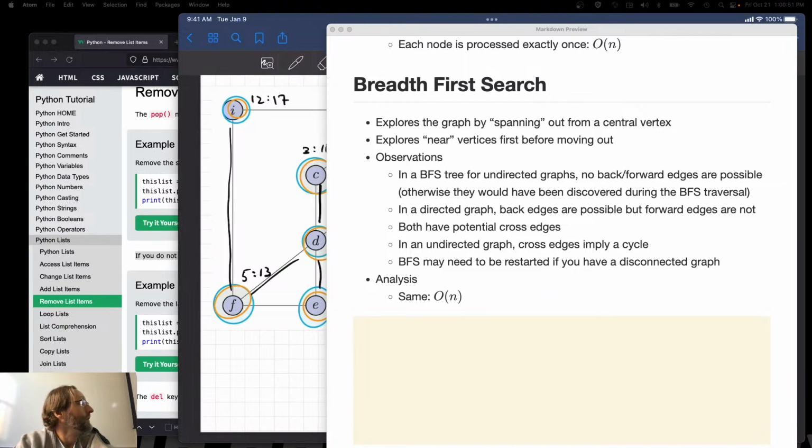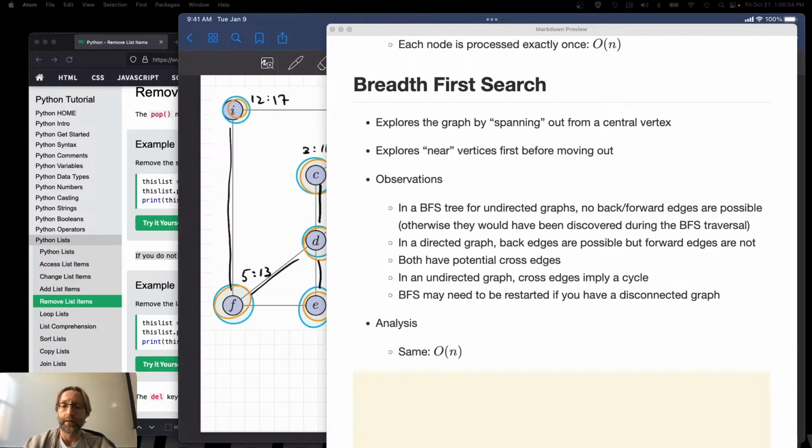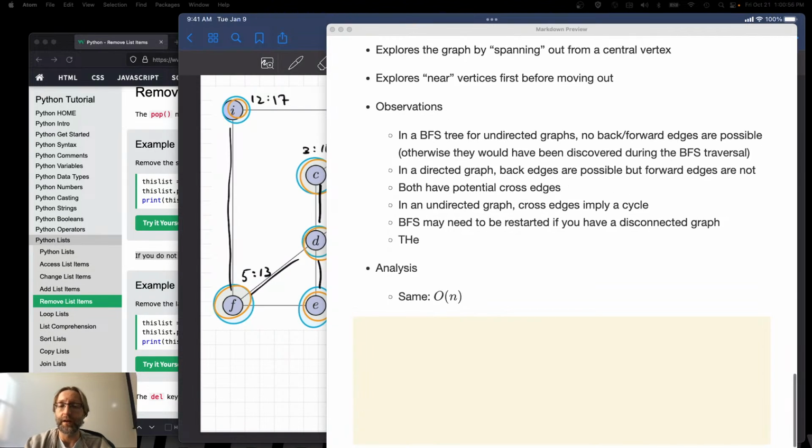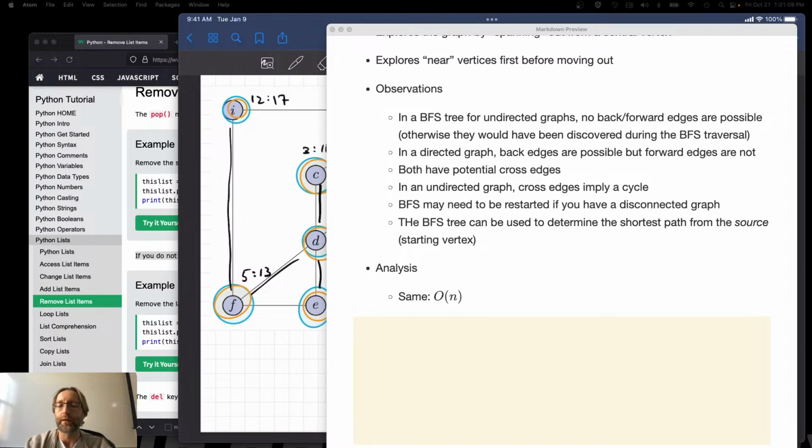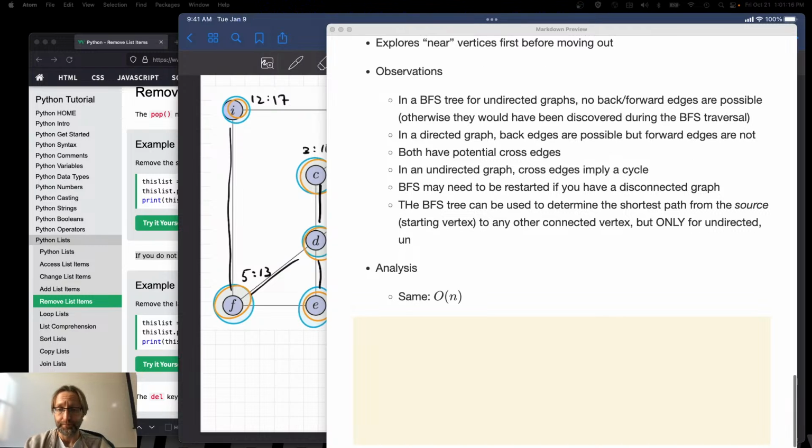And one other observation: the BFS tree can be used to determine the shortest path from the source, that is the starting vertex, to any other connected vertex, but only for undirected, unweighted graphs. Okay? The BFS tree gives you that for free. So it works, but it only works for a very specific type of graph.